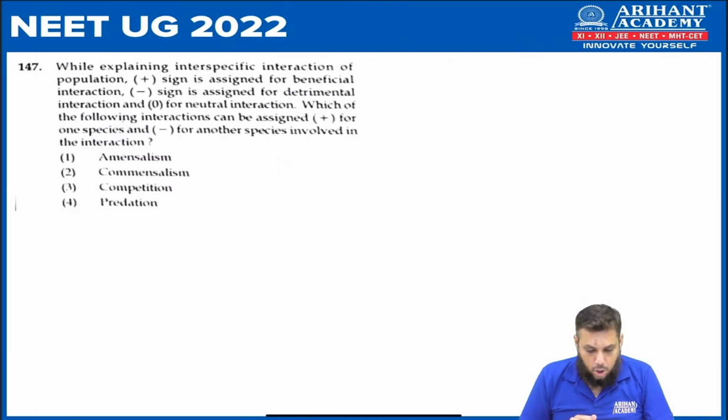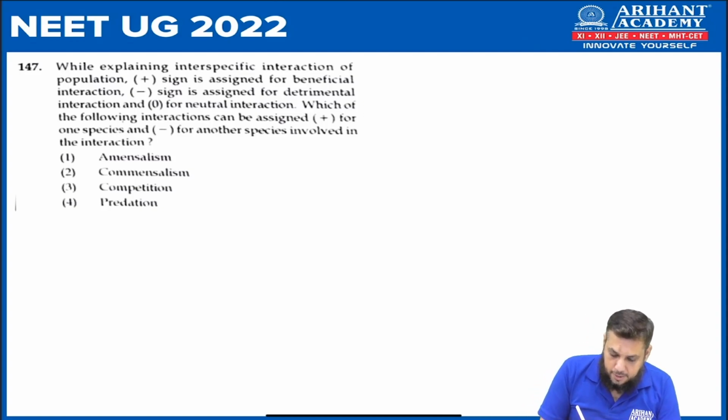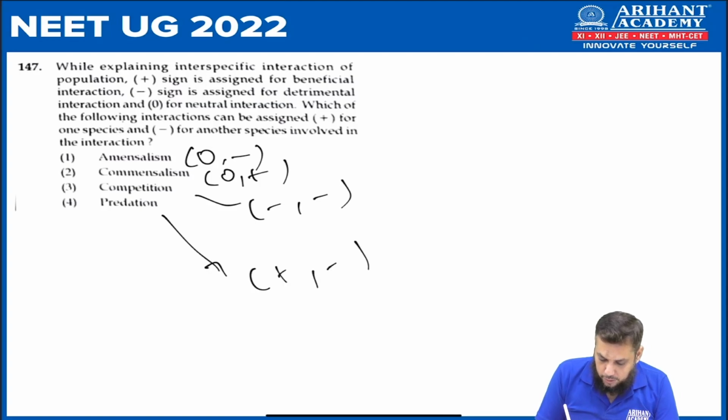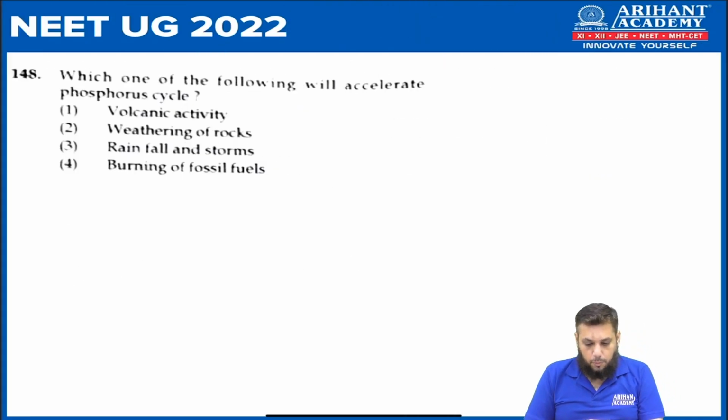147. While explaining interspecific interaction of population, a positive sign is assigned for beneficial interactions, a negative sign for detrimental, and 0 for the neutral interaction. Which of the following interactions can be assigned positive for one and negative for the other species? In amensalism, one of them is 0, the other is negative. In commensalism, one is 0, the other is positive. In competition, both get negative. In predation, one is positive, the other is negative. So the answer will be 4.